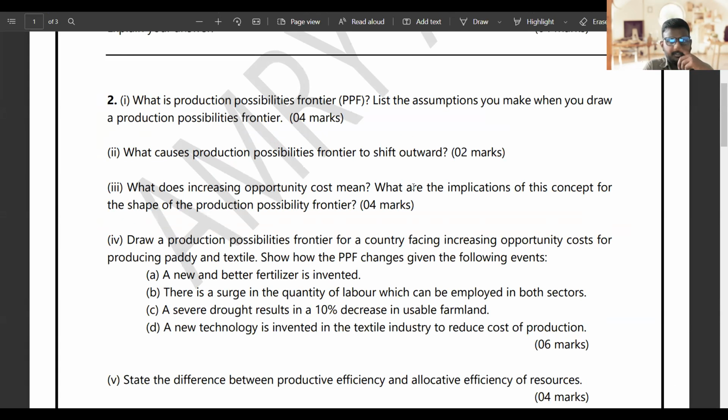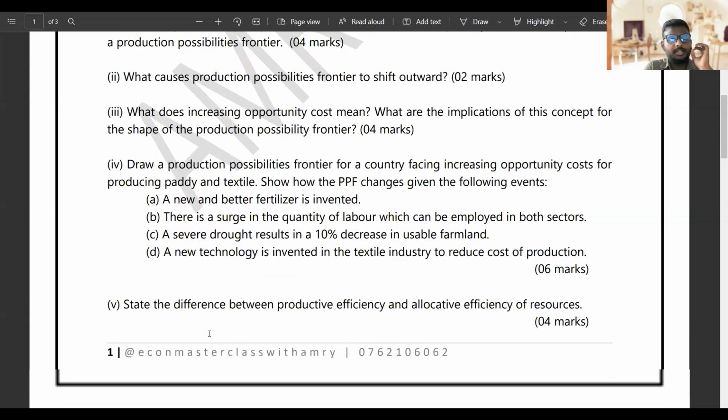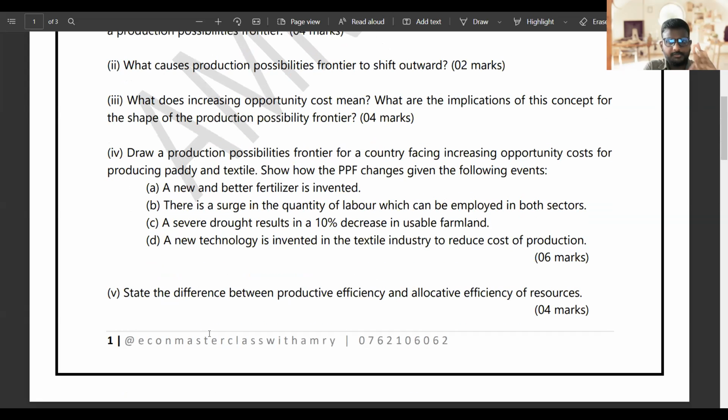Right. Last question. State the difference between productive efficiency and allocative efficiency. We already talked about this in the previous question about productive efficiency and allocative efficiency. This time, you don't have to talk about economic efficiency at all. You just say what is productive efficiency and what are the conditions required to achieve it. What is allocative efficiency? What are the conditions required to achieve it?